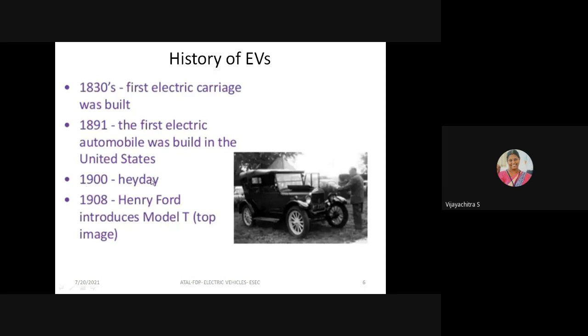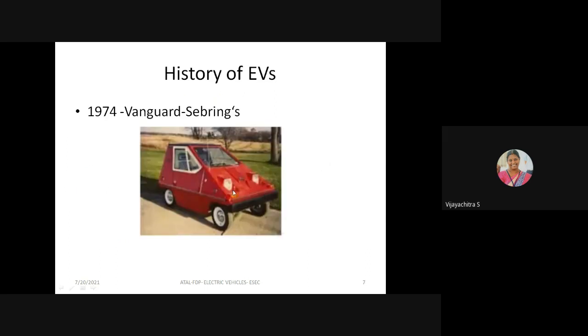1900 Heyday is the name of the electric vehicle. And then in 1908, Henry Ford introduced the Model T. This electric vehicle was just modified. So during the year 1908, the first modification was done in the electric vehicle, and certain modifications were carried out. After that, in 1974, this is the modified electric vehicle, called the Vanguard Sebring. So this was also developed in the US.